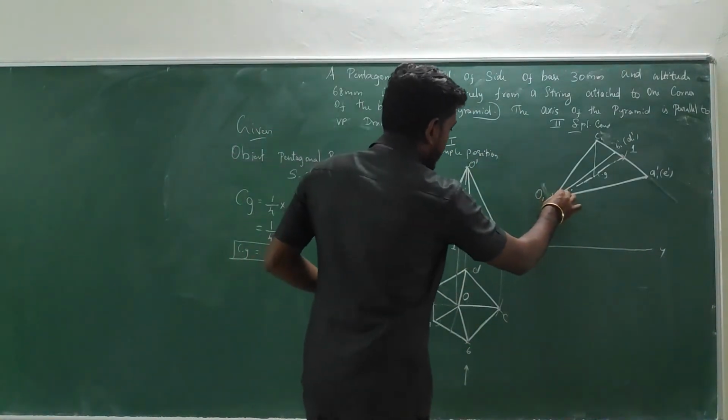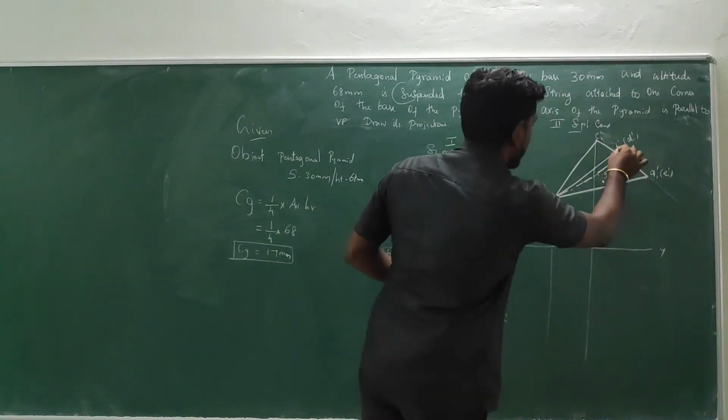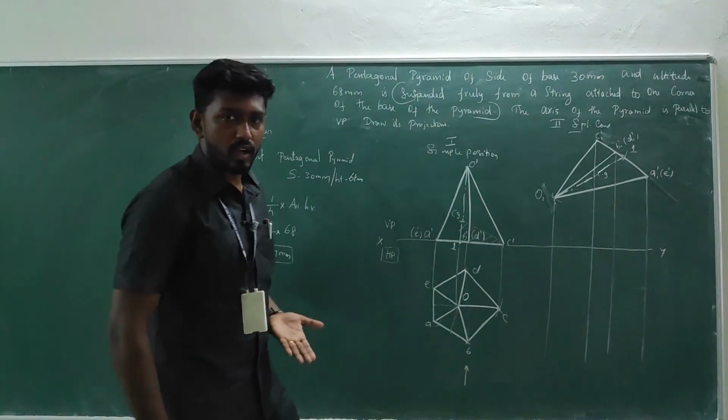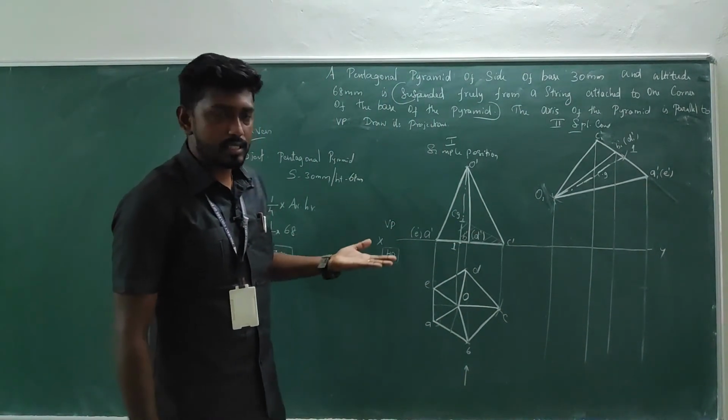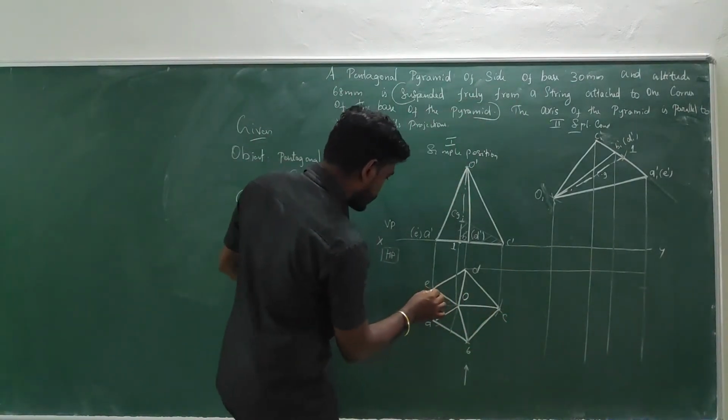So the next is the top view. For that, take the projectors from each and every corner. So you'll get the vertical projectors like this, and from the previous stage, get the horizontal projectors.